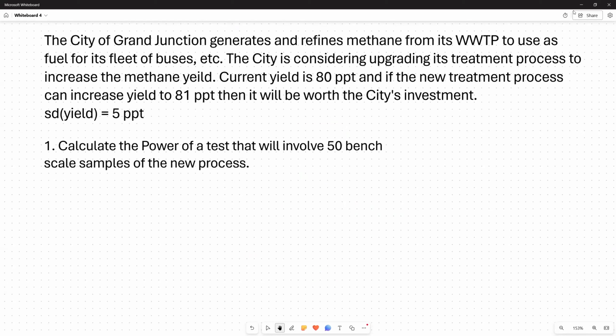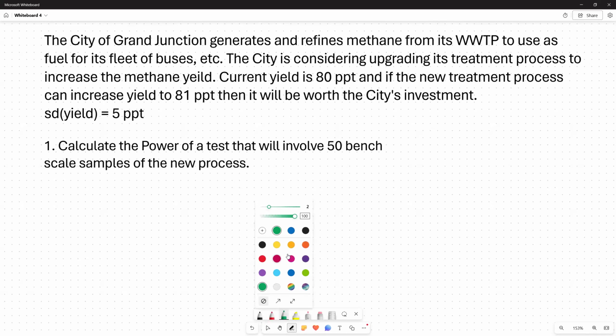So say they want to upgrade their treatment plant to increase the methane yield. Let's just say the current concentration that's coming out of there, I don't know if yield's the right word, is 80 parts per thousand. And then we've got this new treatment process that the city is considering and investing in, right? It's going to cost millions of dollars to upgrade the treatment process. And if they can get one more part per thousand, if they can go up to 81, then it'll be worth their investment. So we're going to explore how we can use the normal distribution here, which is an assumption we're making, to then calculate the power of the test.